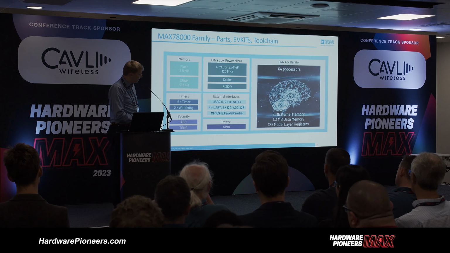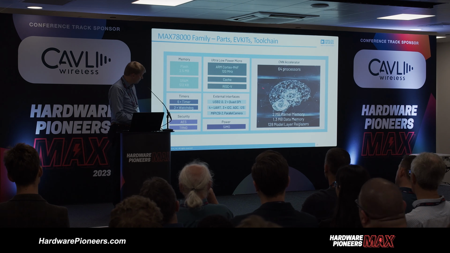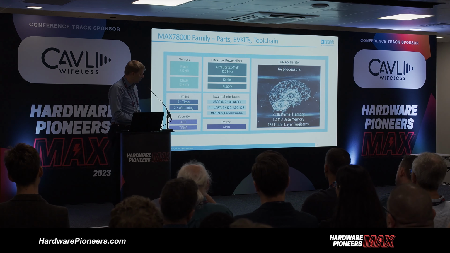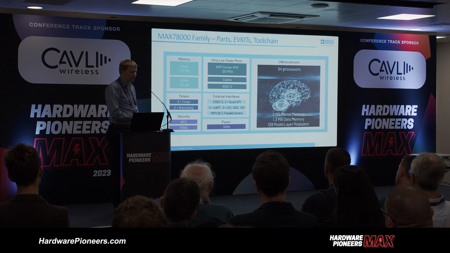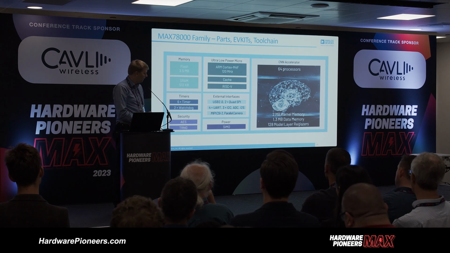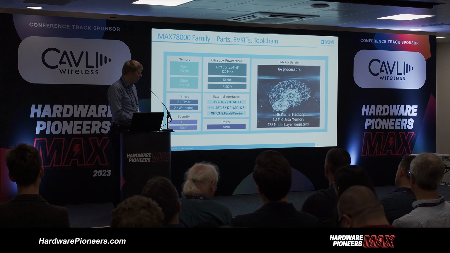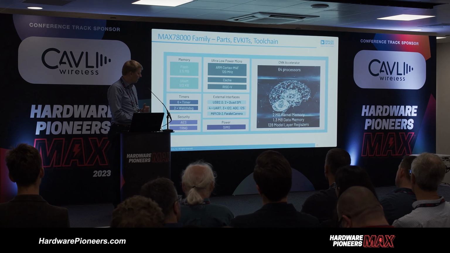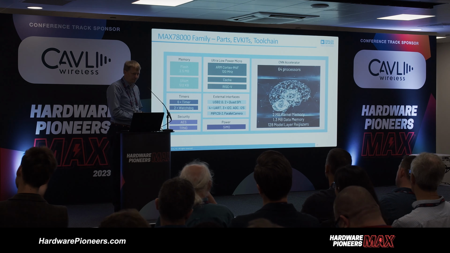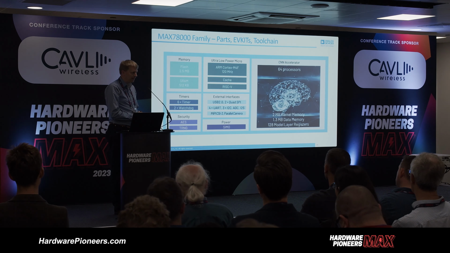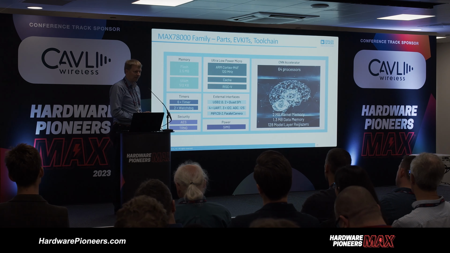So this device is the MAX78002. It's equipped with 2 megabytes of kernel memory, and using these 64 processing nodes, you can run convolutional neural networks of approximately 128 layers in size. So these are the limits. And as mentioned, the use cases are one-dimensional and two-dimensional data pattern recognition applications.